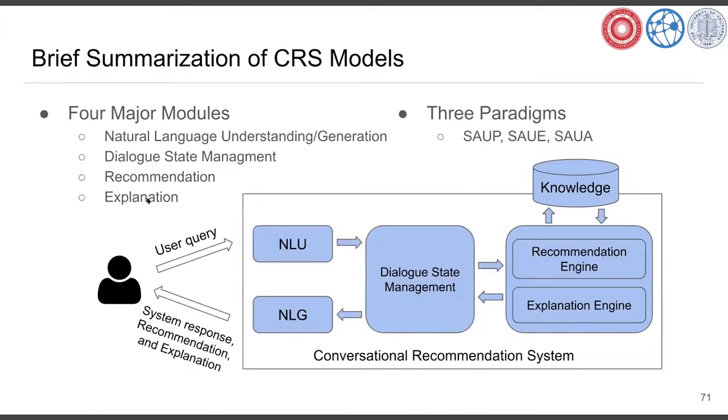So for every module, we have introduced some typical work that focuses on natural language understanding, natural language generation, and also dialogue state management. We hope the provided work will bring the community some exploration so that we can build highly intelligent conversational recommendation systems. And we split these works by three paradigms: the system asks and the user passively responds, the system asks with user engagement, and the system asks with the user actively joining into the conversational turns.